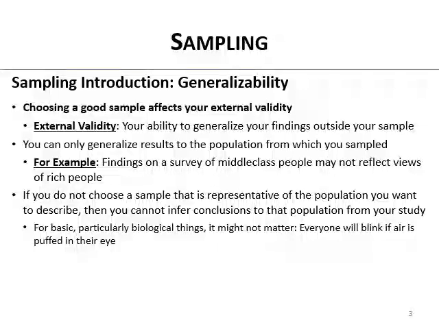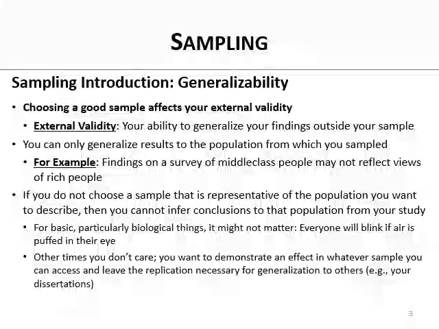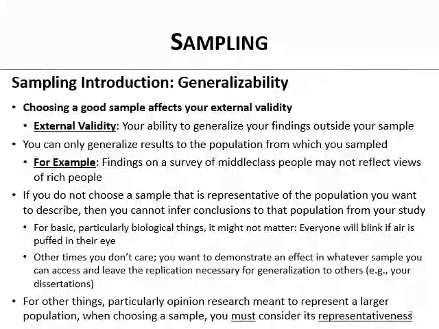For basic biological things, it might not matter. Like everyone, if you blow air at their eye, will blink, or you smack their knee, they'll kick, that sort of thing. But other times you don't care because you just want to demonstrate the effect of whatever, using whatever sample you can get, and you'll just leave replication to others in the future, like your dissertation. Like you're just going to hopefully get who you can and graduate, and not worry about the extent to which things externally generalize. However, for other things like opinion research, that is meant to represent the larger population, choosing your sample, you have to consider its representativeness. It's very important.